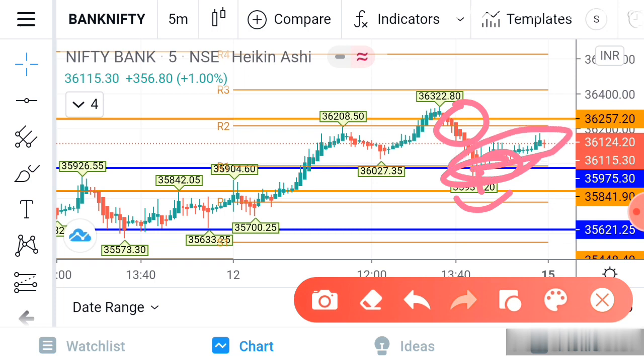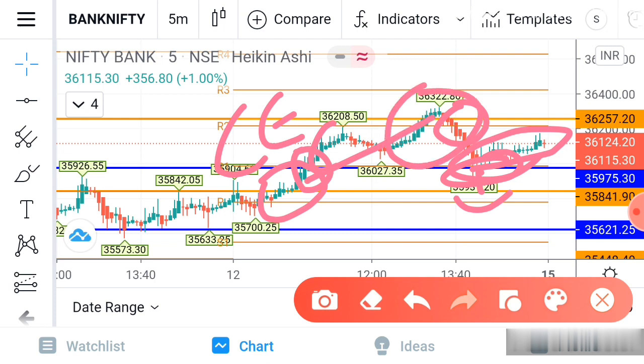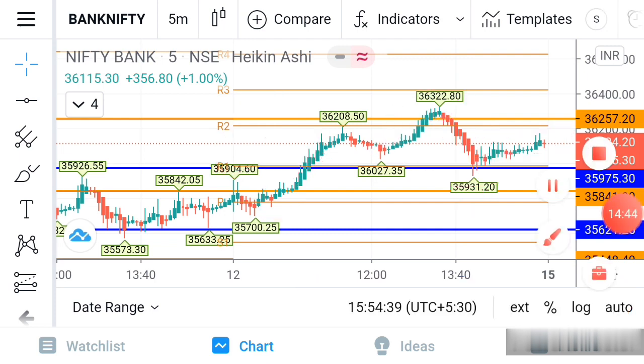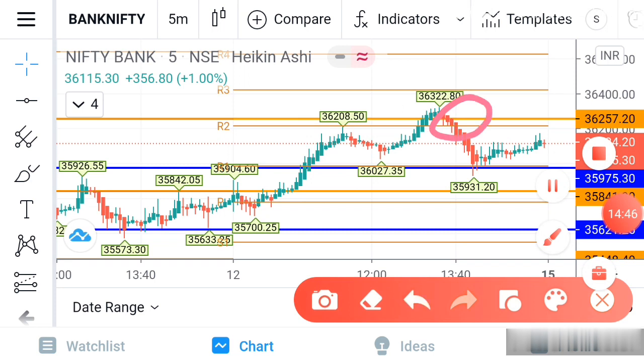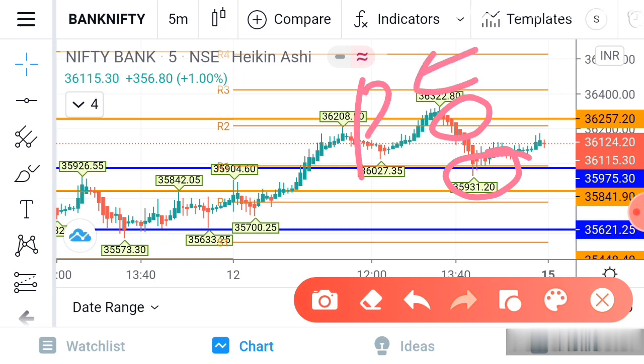Whenever you are trading in Bank Nifty, you should know the trend of Bank Nifty. If you know the trend, here you can take a CE and you can expect the target here, and again you can take a CE here and your target will be here. And the same way, you can take a PE here because you have got a proper confirmation, a red candle, and your target will be here. So this is how we have to identify the trend of Bank Nifty.